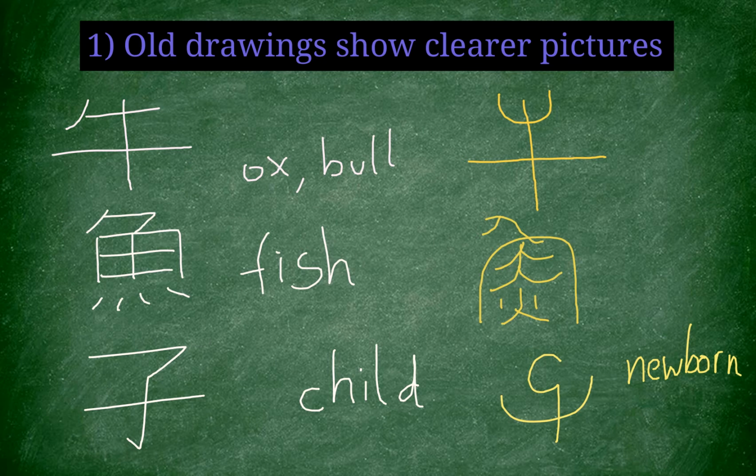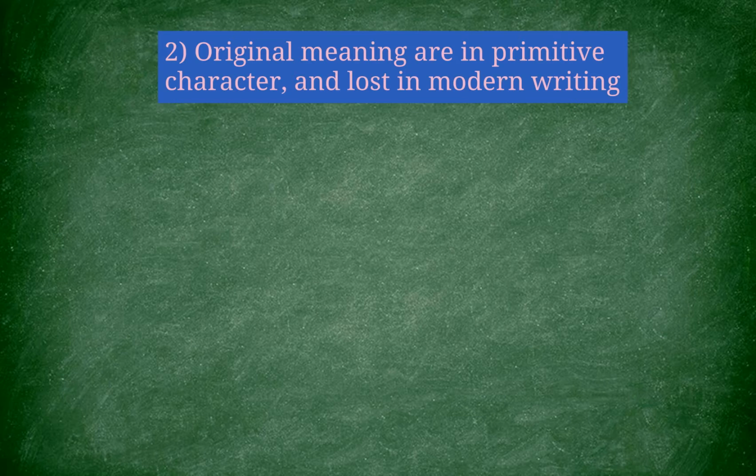So let me go to reason number 2, why it's important to know primitive characters, or understand them. Again, not to know them, just understand them. The second one is that the original meanings are in the primitive characters and lost in modern writing. So I'm going to give you another 3 examples of how modern characters today have lost what the primitive writings once were because of many things that were happening and shaping Chinese writing.